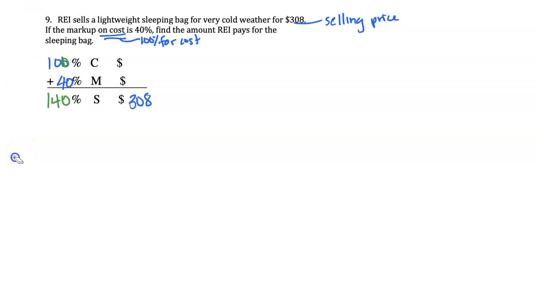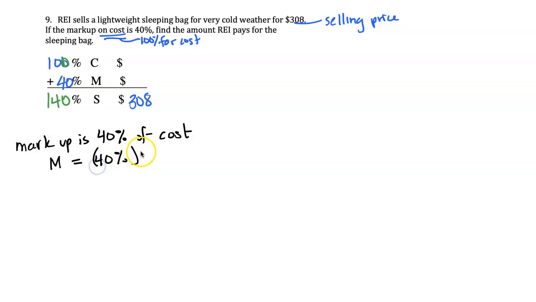Let me write it. Markup is 40% of cost. I don't know my markup dollar amount. I'll leave that M is equal to 40%, and then of cost would be times cost, and we don't know our cost either. So this is an equation that has two variables, and I don't have any other information to be able to solve. Right now, this one's not going to help me.